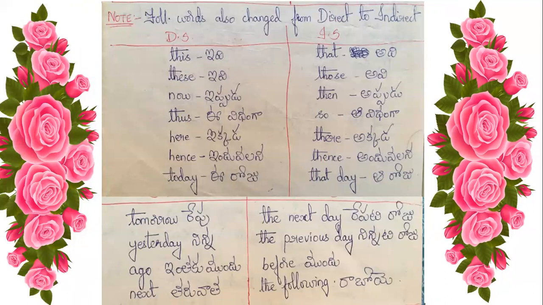Now, the following words also are changed from direct to indirect. I have written the Telugu versions also, children. DS is direct speech, IS is indirect speech. So this will become that, these will become those, now will become then, thus will become so, here will become there, hence will become thence, today will become that day, tomorrow will become the next day, yesterday will become the previous day, ago will become before, next will become the following. These you have to remember.